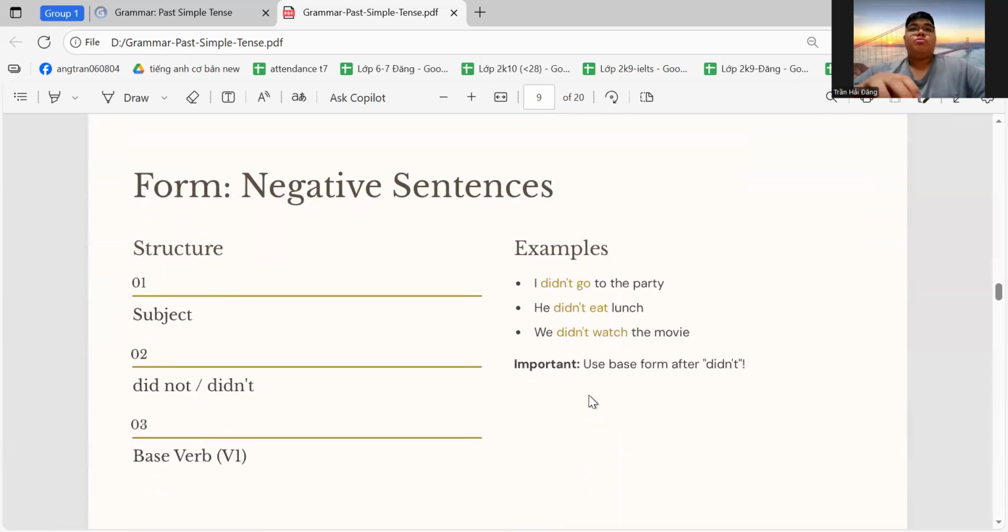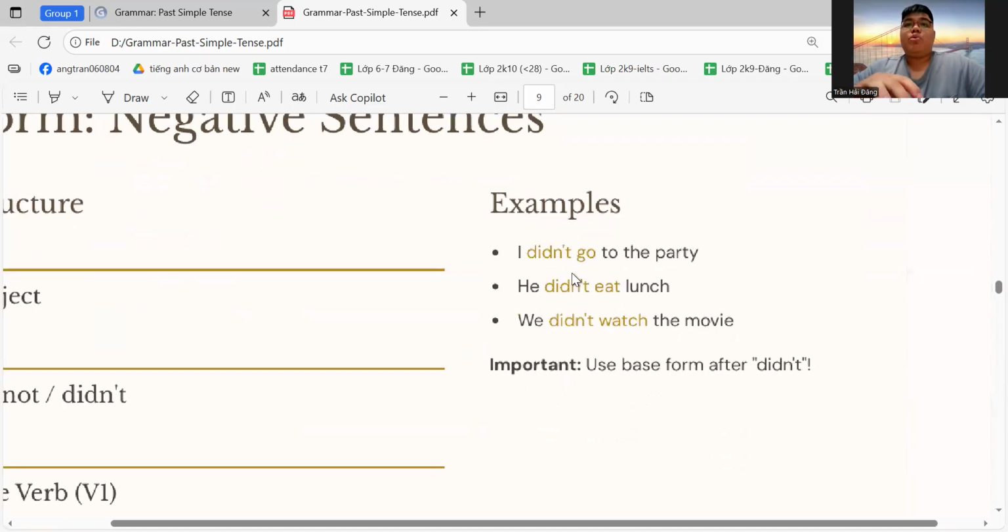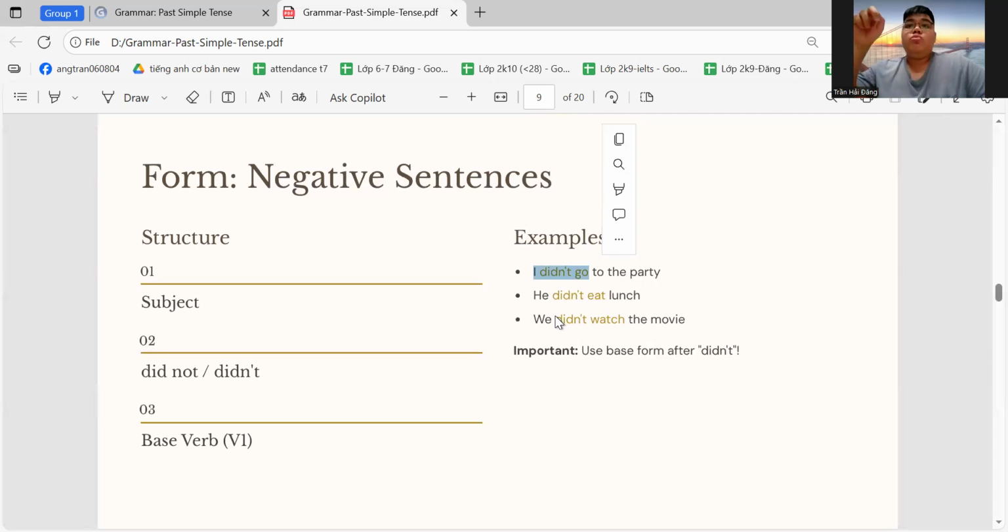I visited her grandmother last week, or they played tennis on Saturday. Now, let's come to the negative sentences. The structure is that the first one is a subject, and people have to use did not or didn't. And about the verbs, people will use the verb infinitive or the base verb, the V1. Okay, so you can see in the examples: I didn't go, he didn't eat, or we didn't watch. Important: use the base form after didn't, all right?